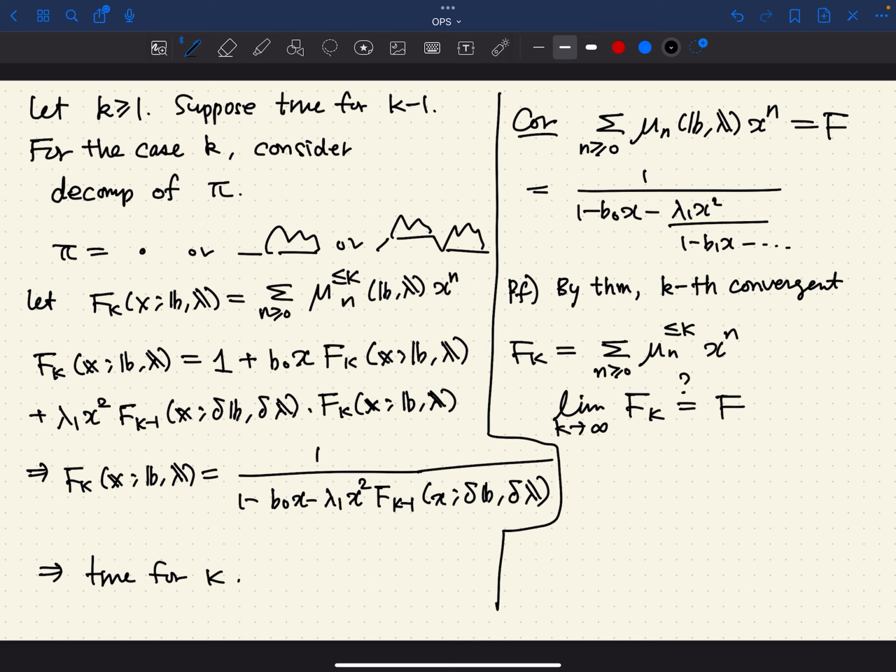But what does this mean? This means, eventually, the coefficient of x to the n here. Is this equal to this? If k is, so for fixed k, for fixed n, let me make it more precise. For any fixed n, this is true if k is big enough.